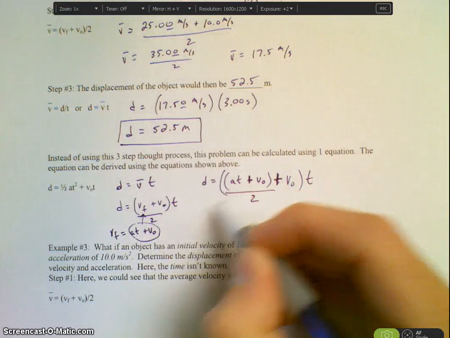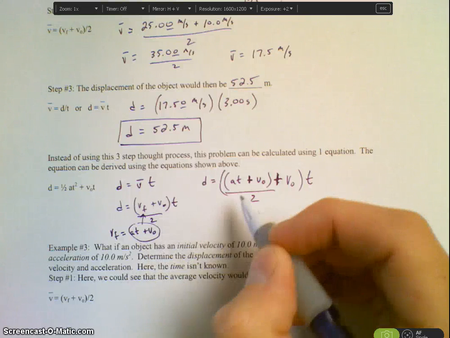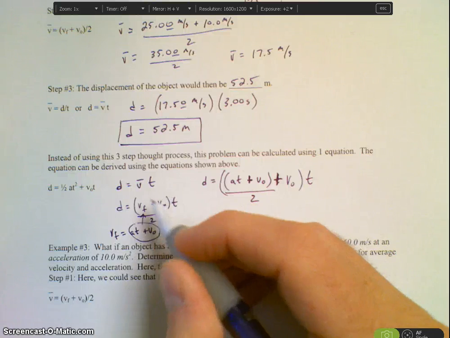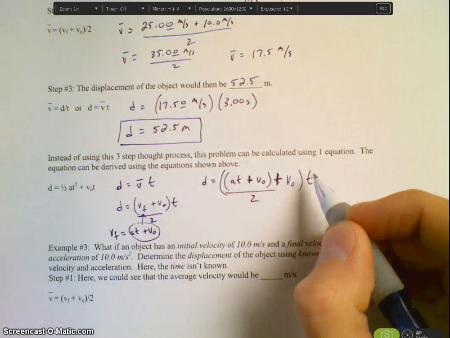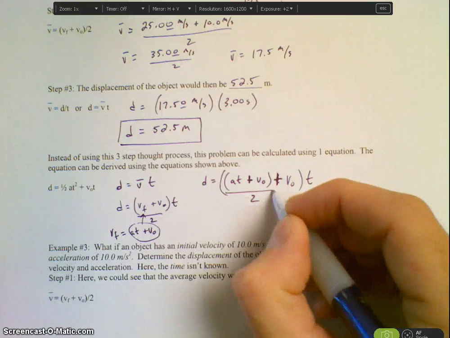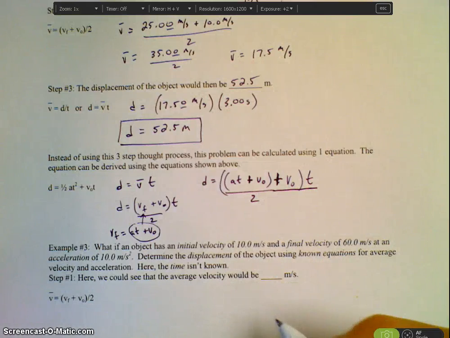There's the AT plus V naught. And then I have another plus V naught, which is this guy. And that whole quantity is multiplied by T. So you can see how that's done right there. And then all of that is divided by 2. I guess this division should be kind of throughout.